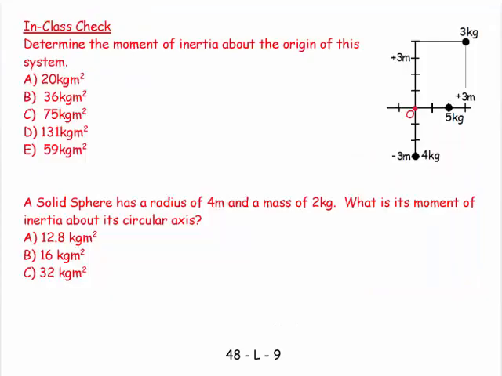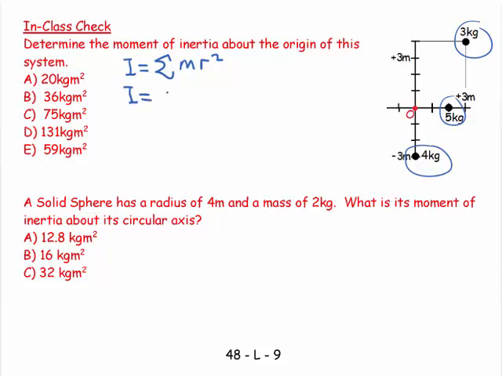Let's look at some examples. So we have determined the moment of inertia about the origin of this system. So there's 3 masses. There's a 4 kilogram mass, a 5 kilogram mass, and a 3 kilogram mass. And if I recall, then the equation said the moment of inertia was equal to the sum of each mass times its distance from the turning axis squared. So this is a case of figuring these things out.